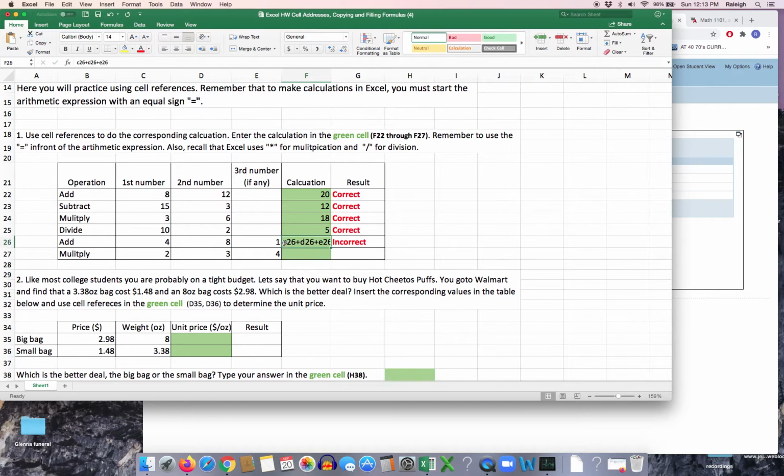Let's just get to the main point of this lesson here. We're adding, so D26 plus E26. And now I can hit return. And 4 plus 8 is 12, plus 1 is 13.